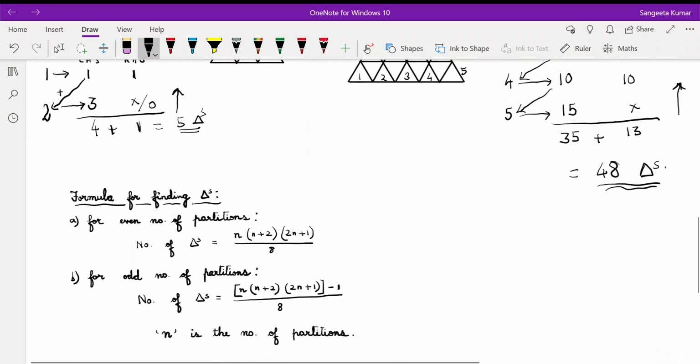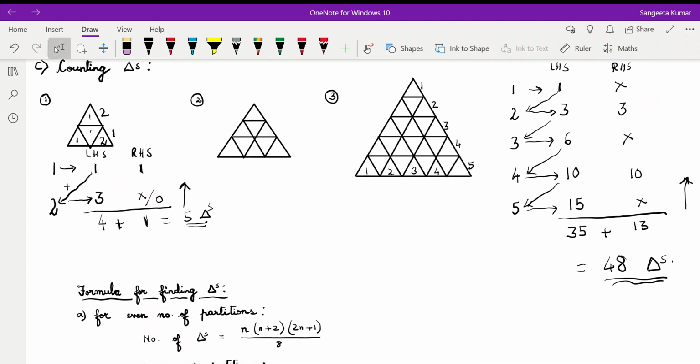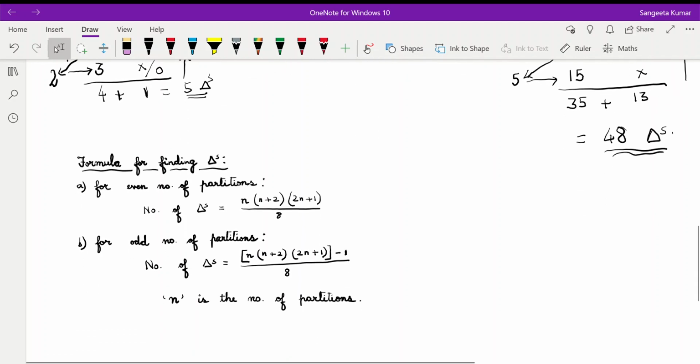And here I am sharing with you all the formula also for finding out the number of triangles. When there is even number of partition, as you can see in figure 1, the partition is 2 by 2, so we use this formula where n is the number of partition. N is multiplied with n plus 2 and also multiplied with 2n plus 1. The whole is divided by 8. This is for even number of partition. If you go on doing, you will find the same answer.